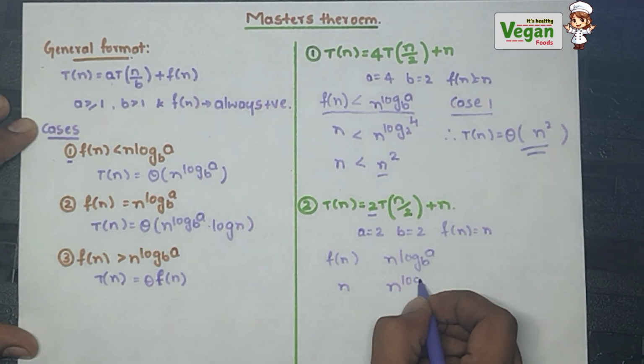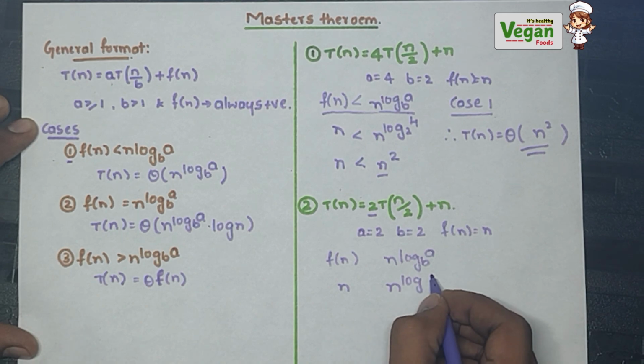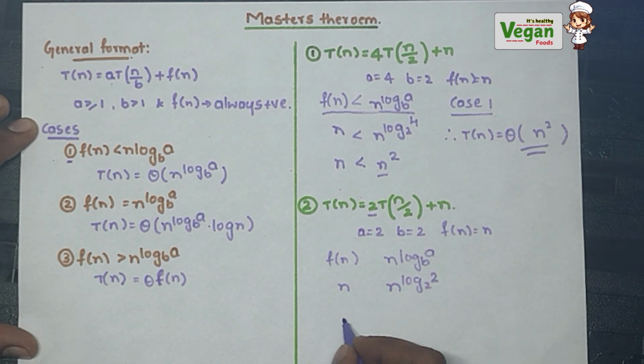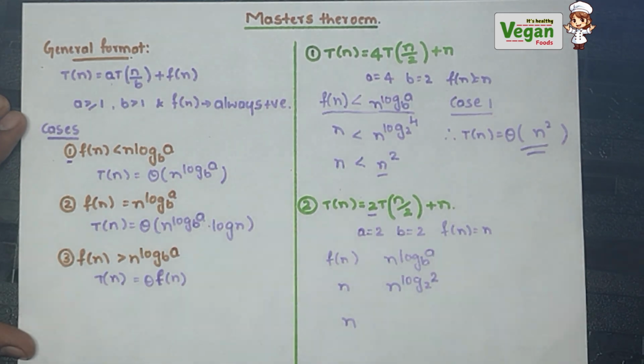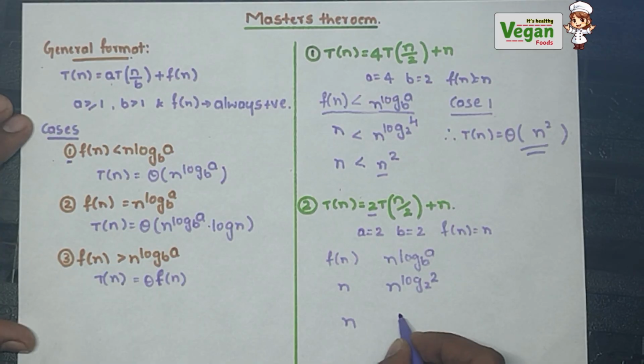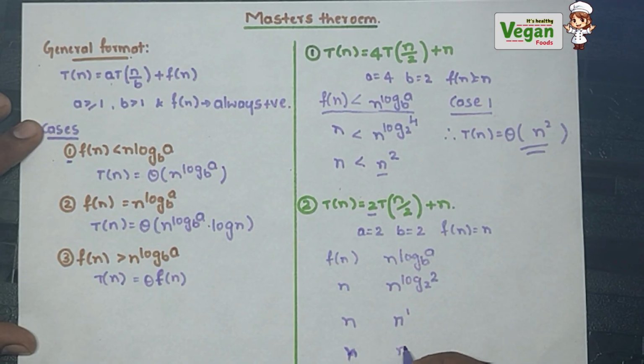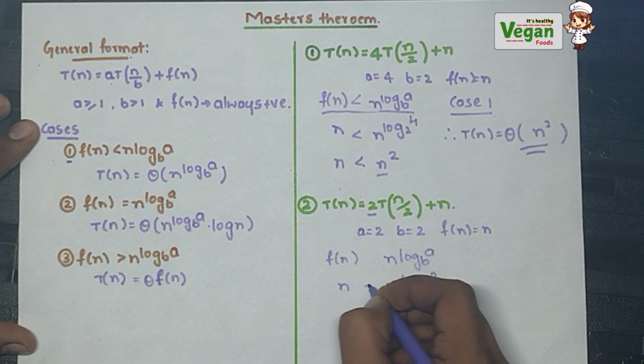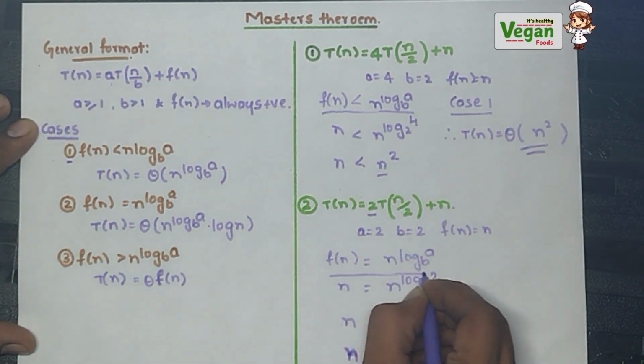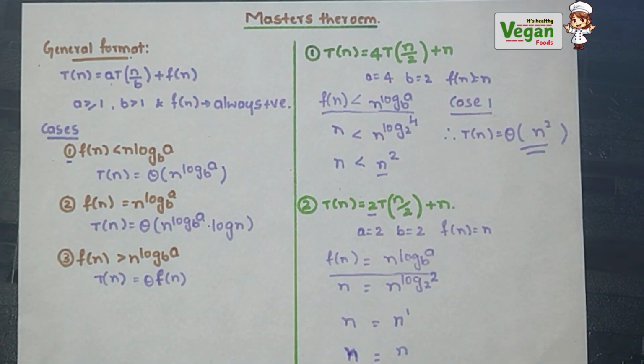n power log a where a is 2 and the base is also 2, so n power log 2 base 2 will be equal to n power 1. So n will be equal to n only. n power 1 means n only. So n and n are both the same. What will be the condition? Equal. So f of n is equal to n power log a base b.